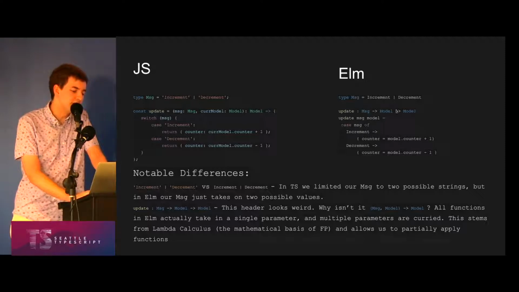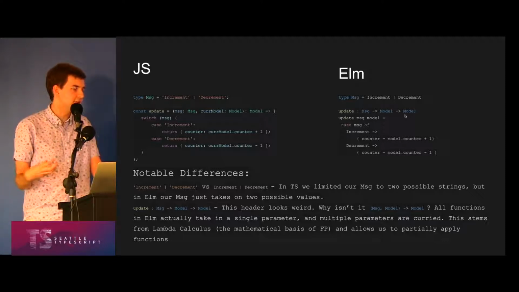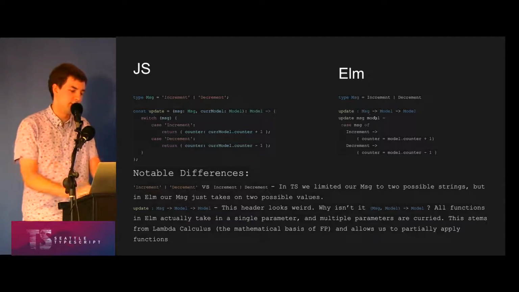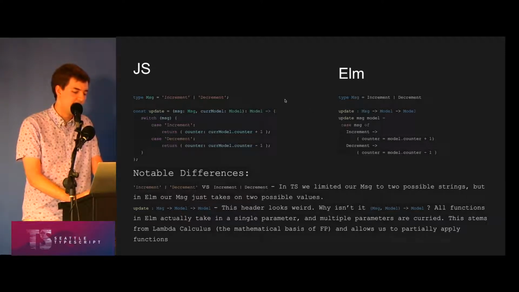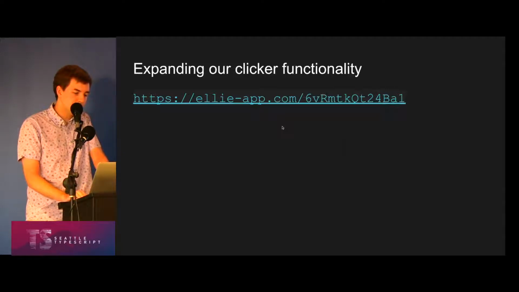The other reason that these headers, like this type declaration here, look so weird is that the mathematical basis of Elm is lambda calculus, where you're limited to functions that only take in one argument at a time. This is helpful too because it lets us partially apply functions, and we can do all sorts of funky monad stuff, which is a bit more advanced, but really cool. So this one is definitely kind of weird, but other than that, it's actually pretty similar.